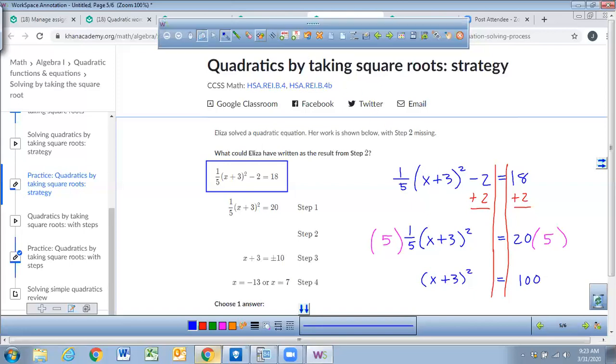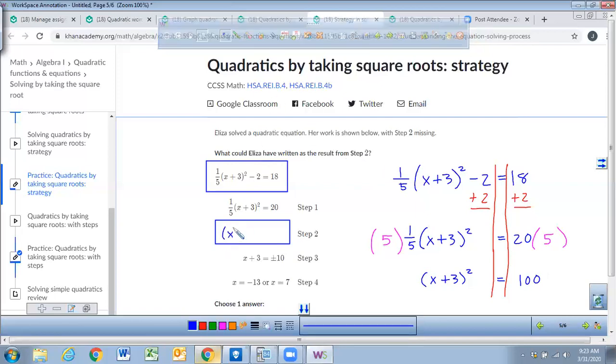And that's what we're going to put right here. Step 2. What could she have written as a result from step 2? If she multiplied this side by a 5, she could have written this result right there. So I'm going to look for an answer exactly like this.